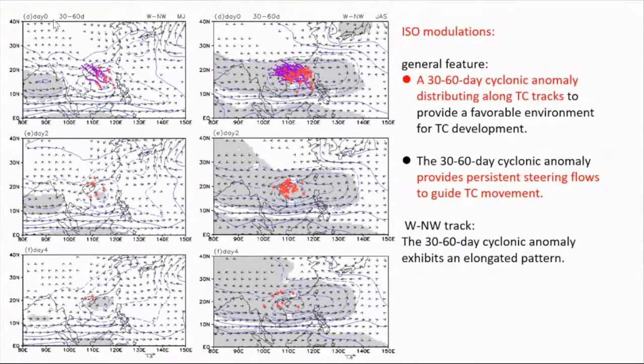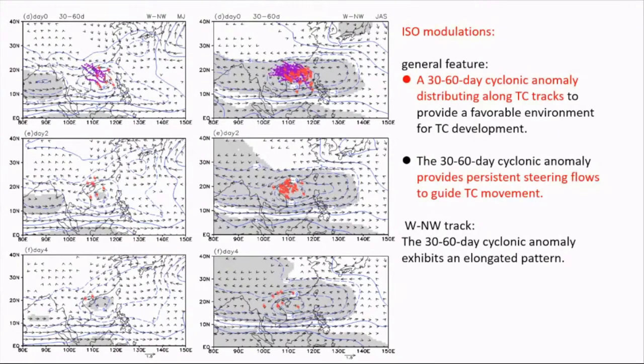So we have the evolution of the flow pattern of the ISO from day zero to day four. Day zero means the formation day of the TC, the day of the TC formation. And then day two, day four mean 2 days and 4 days after the TC formation. So this is for the west-northwest track type in May-June and in JS. So we can see some common features.